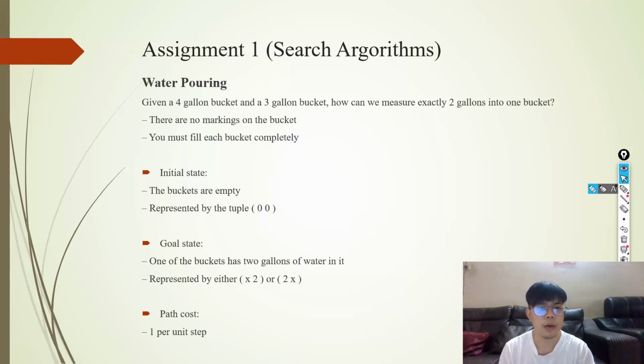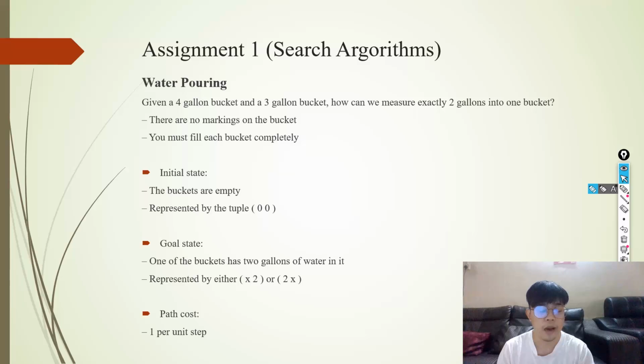Okay, so I will talk about the initial state. The initial state of the buckets is empty, represented by the tuple (0, 0), where x and y are both zeros. Next will be the goal state. One of the buckets has 2 gallons of water in it. As the question is given, we must fill one of the buckets with only 2 gallons of water in it. It is represented by either (x, 2) or (2, y).